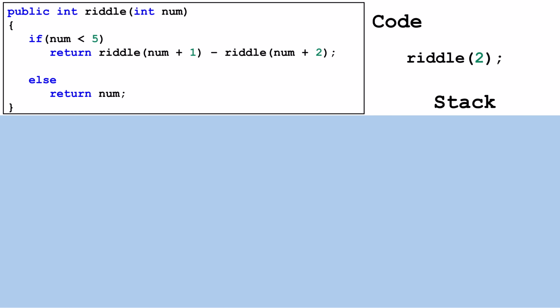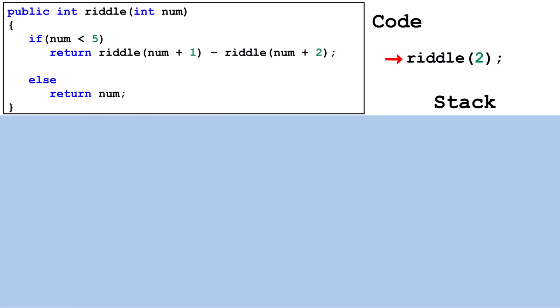Take a look at this binary recursive problem. If you want, you can pause the video and solve it. The method riddle has an int parameter num. It has a recursive case first, where it calls itself and passes num plus 1, then subtracts a second call in which it passes num plus 2. The base case returns the value of num.